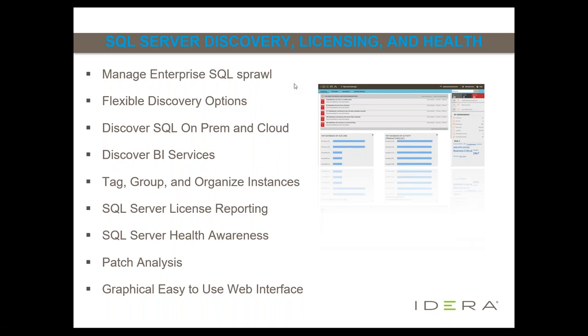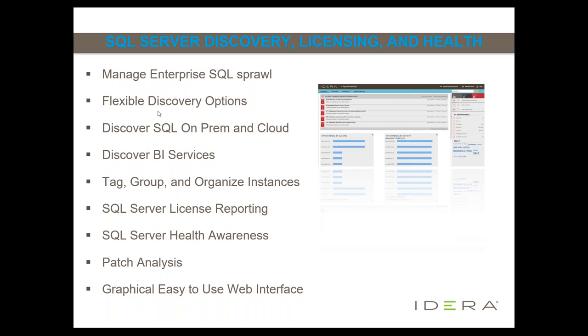But these bullet points touch on what the product is capable of. And of course, the first bullet point is management of the enterprise SQL sprawl, or any instances that may be considered rogue instances, or instances that are out there that you are not aware of.